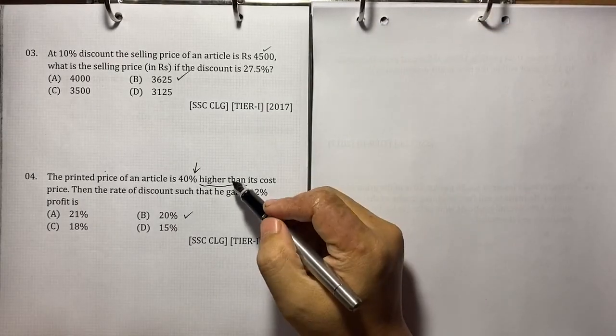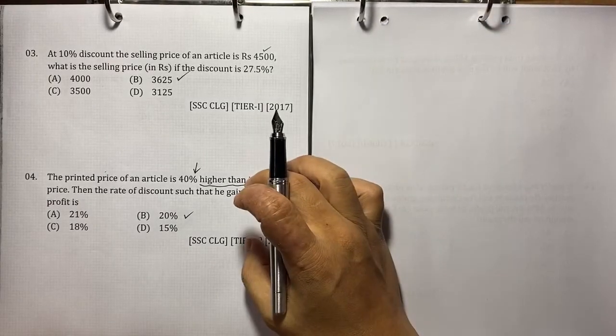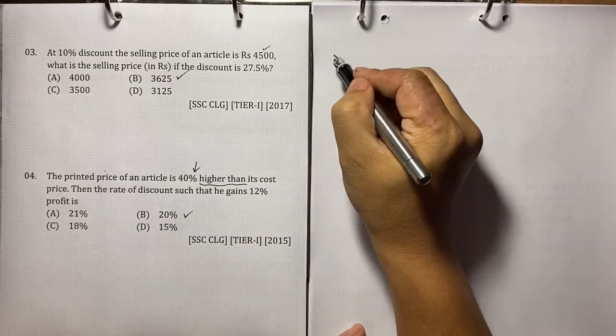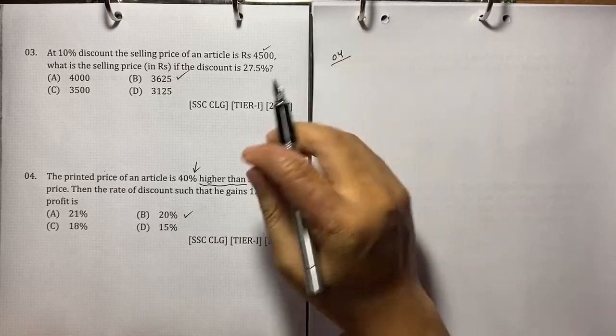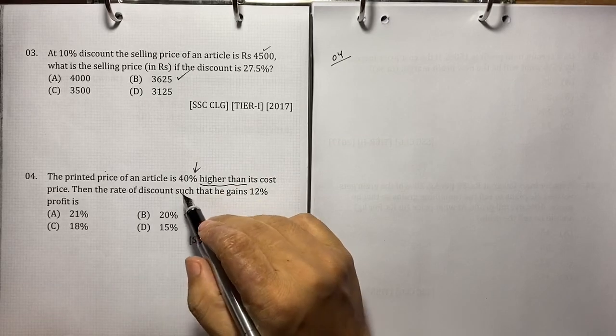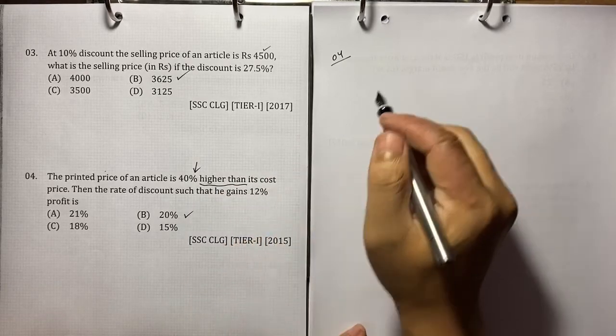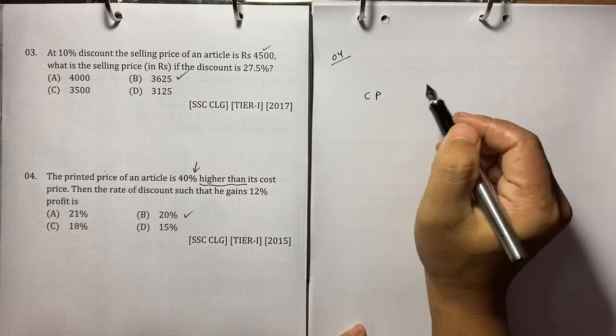Let us solve this particular problem. The mark price of an article is 40% higher than its cost price. Cost price, let us take it as 100.